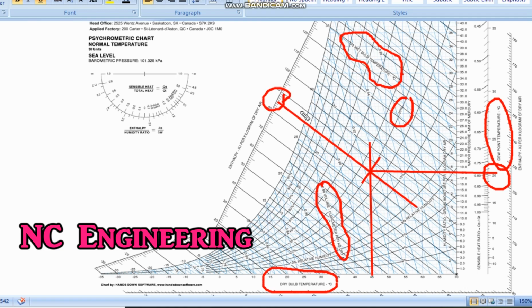It is a commonly used chart in the design of HVAC systems.